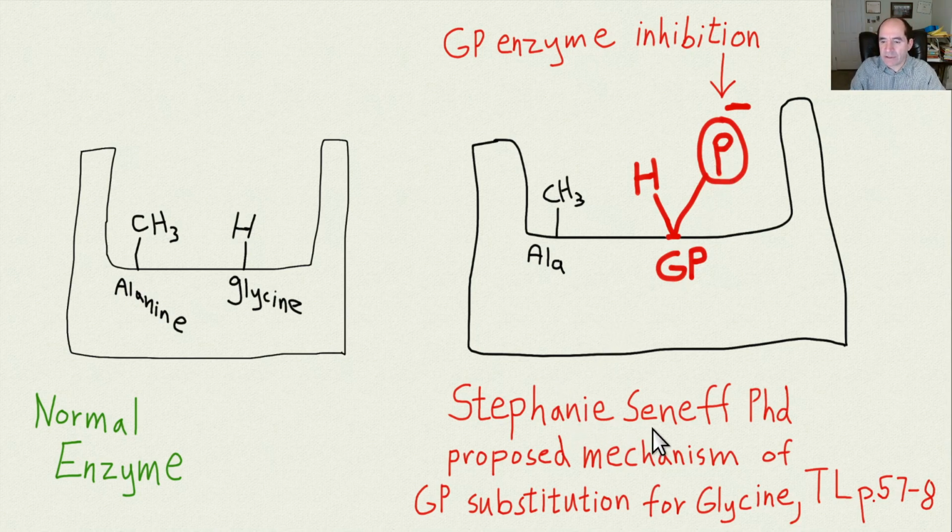And again, Stephanie Seneff, PhD from MIT, has written a lot about this. It's on page 57 and 58 of her book, Toxic Legacy. And so this is glyphosate substitution for glycine. And you can see how this could decrease that enzyme's function. Okay, and she makes the point that, in her opinion, based on her extensive research, there are a lot of examples where glyphosate is doing something like this, mimicking glycine's effect in the body. So that's rather interesting. So anyways, this was just to show you how this can happen. This is another reason why I think it's important. You know, if you've got the option, try not to eat anything sprayed with this glyphosate, okay?